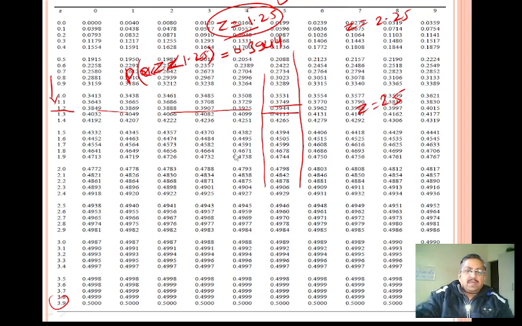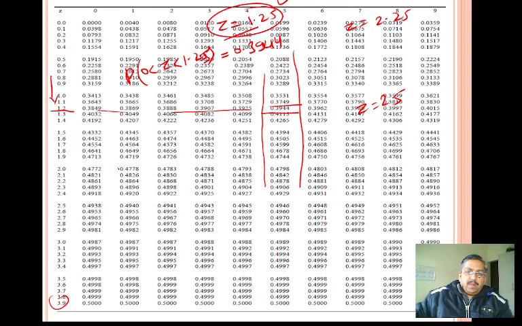Sometimes we are saying this for z equals 0 also. Let me erase this and write it more clearly for you. So the probability of z from 0 to 1.25 is like this.